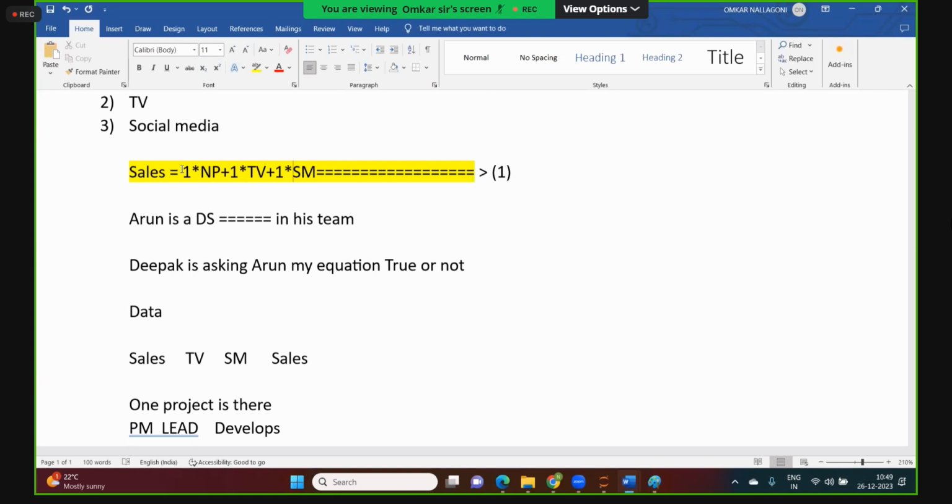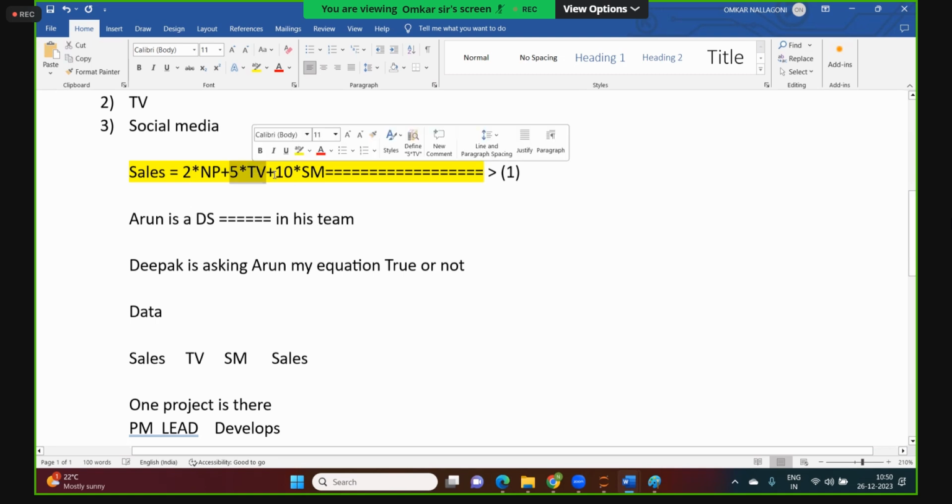Is that true? Who has more impact? Social media. So social media gets a rank of more, 10, no? That is 10 times more. Maybe this is 5 times, maybe this is 2 times. That is a coefficient thing. So in the equation, 2 into newspaper, 5 into TV, 10 into social media. When the coefficients differ, it means that the one with the highest coefficient is the most important.